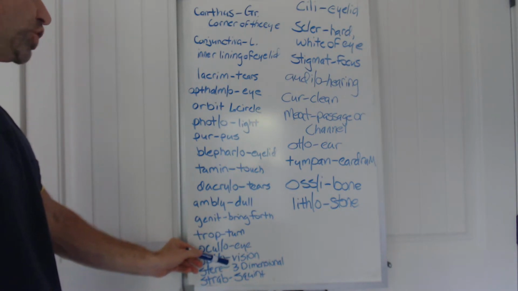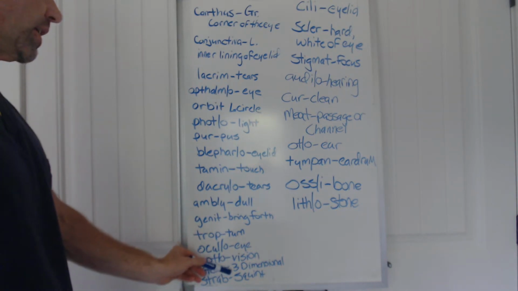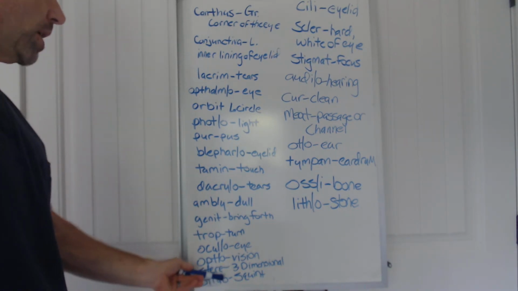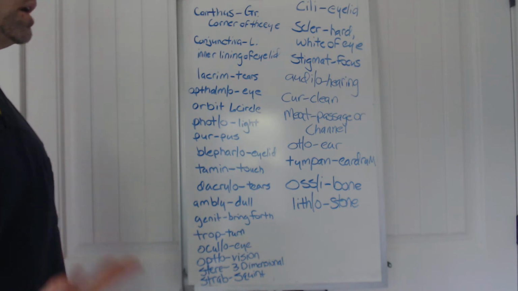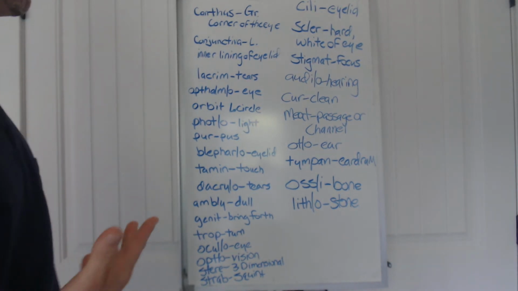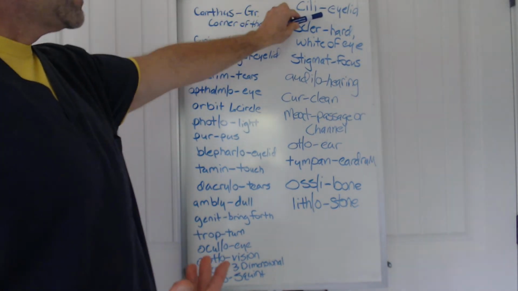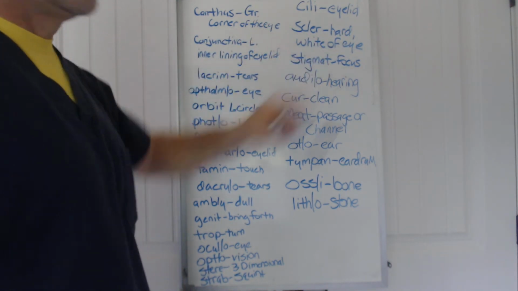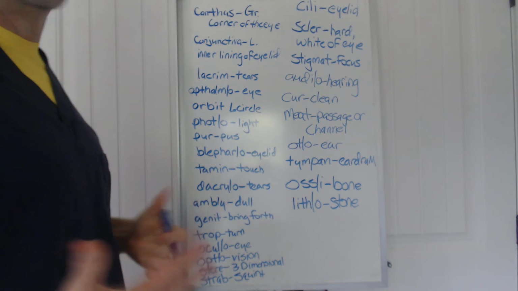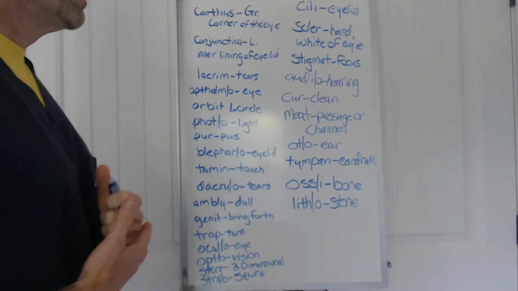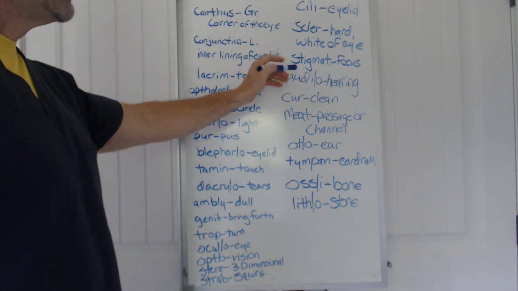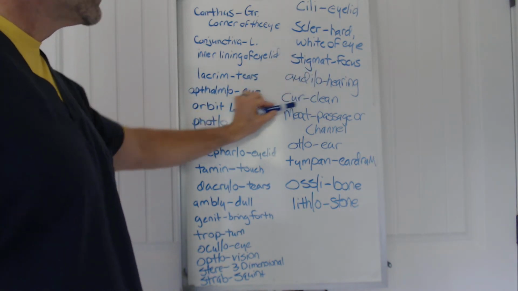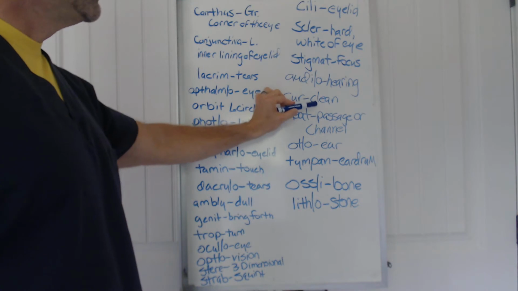Opto, vision. Steri, three-dimensional. You may hear like a stereoscope. Strab means to squint. You may hear the disease strabismus. Cili, for eyelid. Sclere, for hard, white of the eye. The sclera of the eye is the hard white part of the eyeball. Stigmat, meaning focus. Audio, meaning hearing. Cure, for clean, like curette.